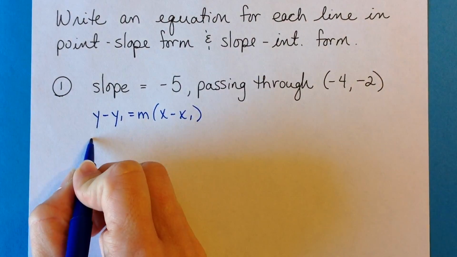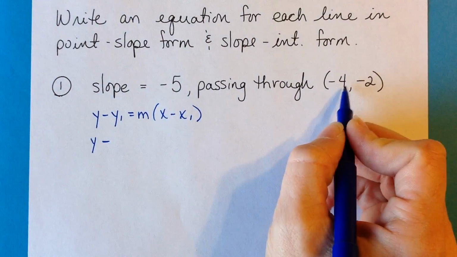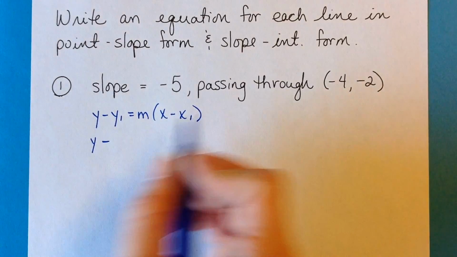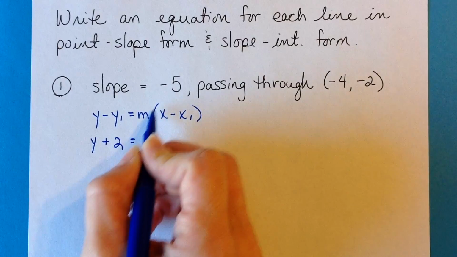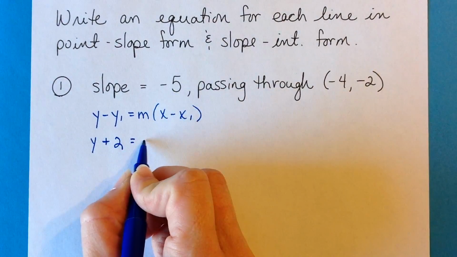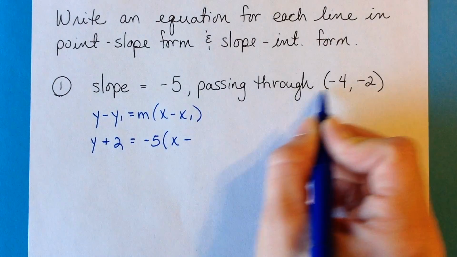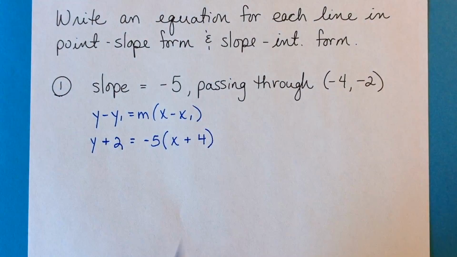okay, substituting in first of all the y-coordinate of the point. So this is the point that my line passes through. The y-coordinate's -2. Now since this is minus a negative, I'm going to change that to plus. My slope is given to me here, that's -5. And then I need x minus the x-coordinate of the point, which is -4. So again, since that's a negative, and you would have minus a negative, just go ahead and change that to plus.